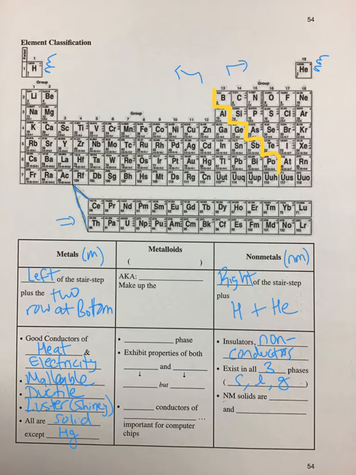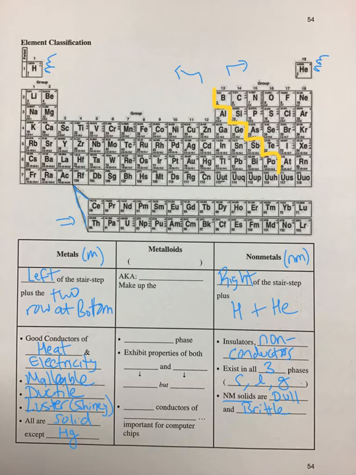Now, non-metals that exist as solids, they are dull, meaning that they don't shine, they don't have luster, okay? And they tend to be brittle. So if you try to pull it into a wire or shape it with a hammer, it's going to crumble.